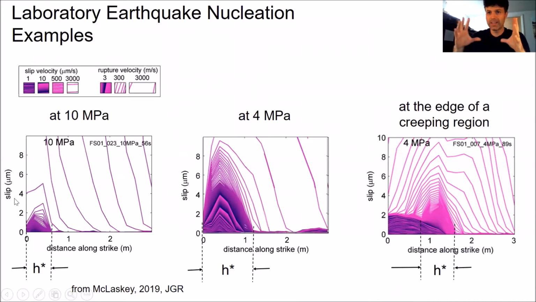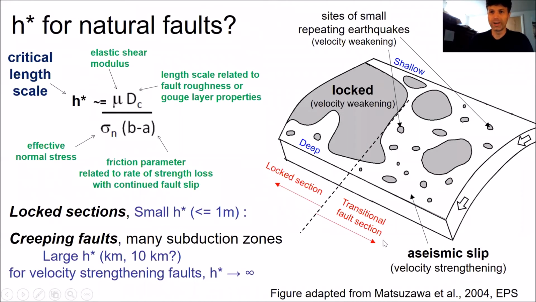At 10 MPa, that nucleation region gets a little bit shrunk in space and time, so it's a little bit less than 1 meter. In other cases, we can see that part of the fault was creeping, and right at this transition between the creeping and the locked section, we saw a nucleation emerge, also with length scale close to 1 meter. So what is this length scale for natural faults?